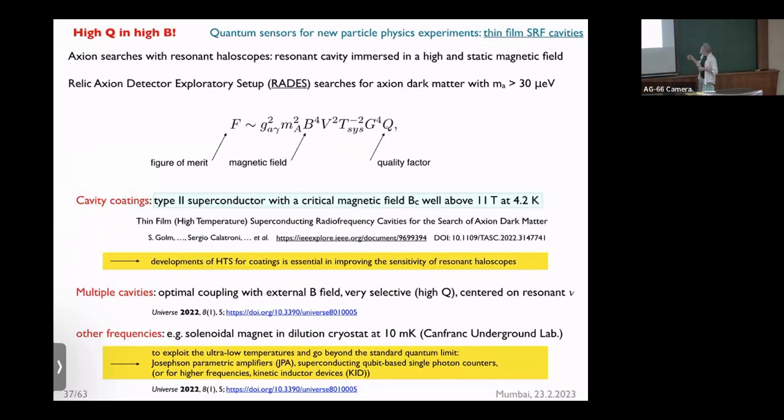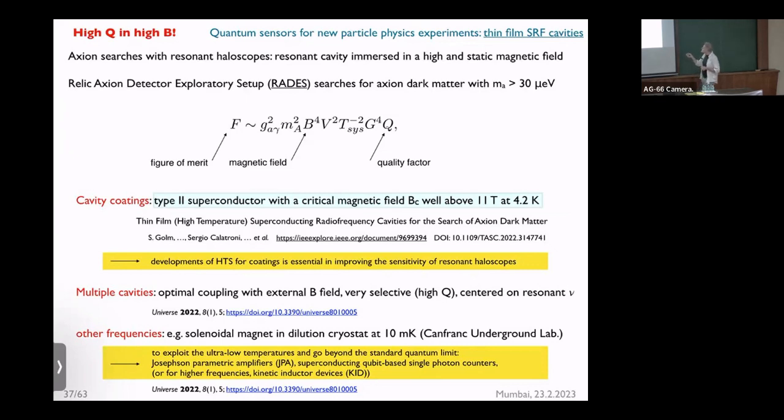To go further, let me come back to this figure of merit again. How do you try to get to these other mass ranges that you would like to cover? Well, you have the magnetic field. That's one of the main parameters. The stronger the field, the better your figure of merit. The higher the quality factor, the bigger the figure of merit.